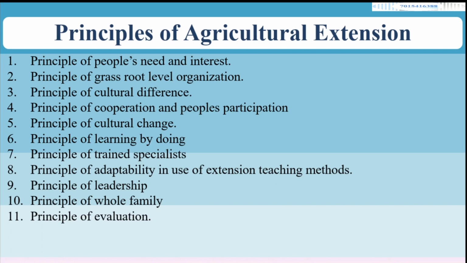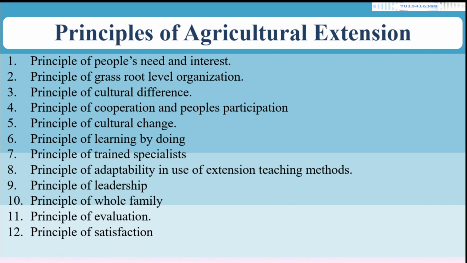Eleventh is the principle of evaluation. The principle of evaluation is also very important, because after giving the teaching methods, after giving the objective to the farmer, the extension worker has to evaluate the process. It means checking whether the process which is going on is going in the right direction or not. This is the principle of evaluation.